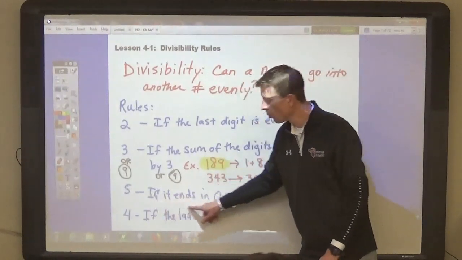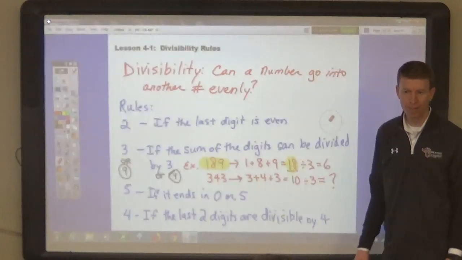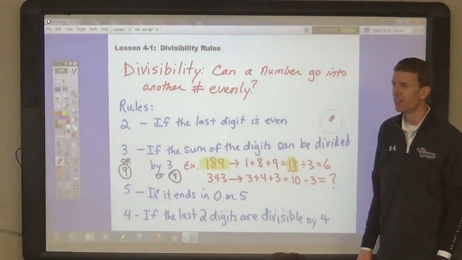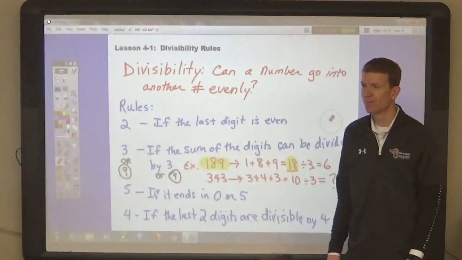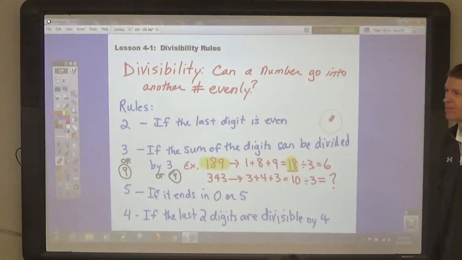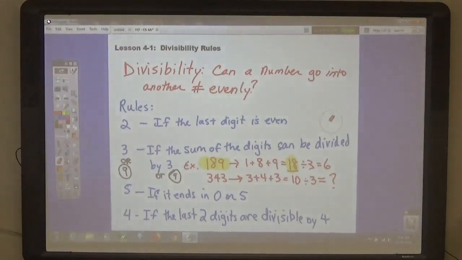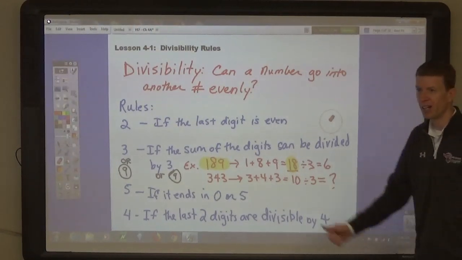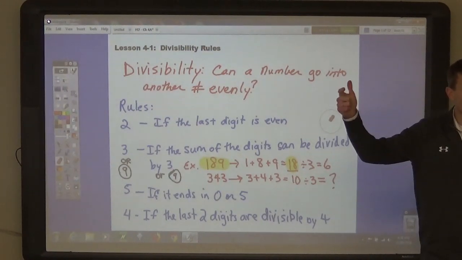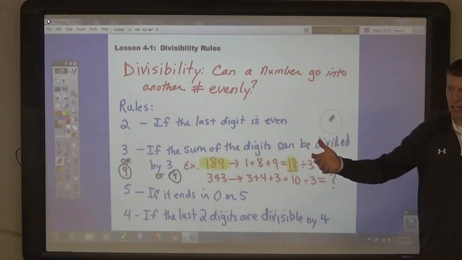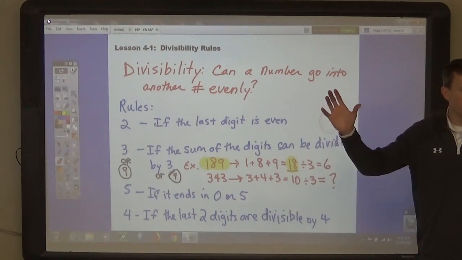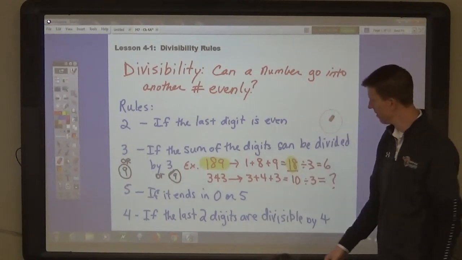Now, how about the rule for 5? What's the rule for 5, Trevor? If it ends in a 0 or 5. Yep, if the number ends in a 0 or 5. Think about it: 5, 10, 15, 20, 25, 30. They all end in either a 0 or a 5.